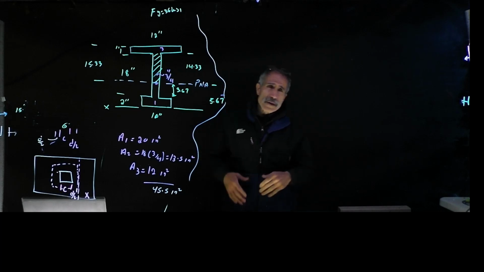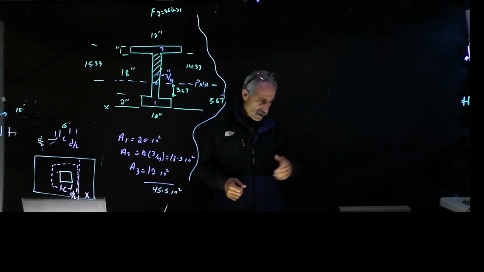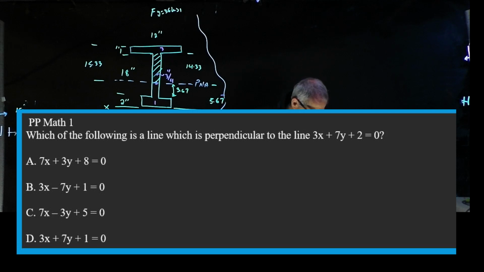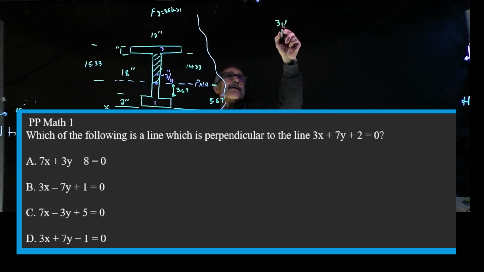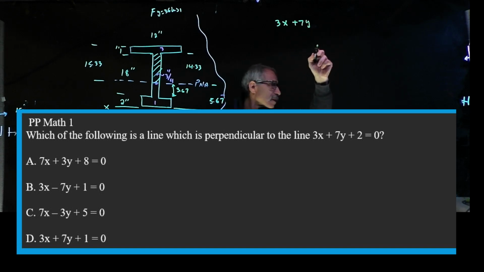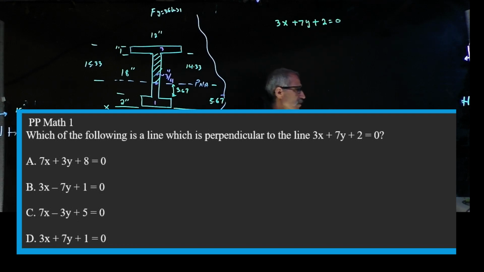All right, welcome back. This time we're going to do some math problems. Go to your FE handbook and go to the math section. Take a look at the problem right here. So we have the equation 3x plus 7y plus 2 is equal to 0. They want to know which one of the lines below is perpendicular to this one.